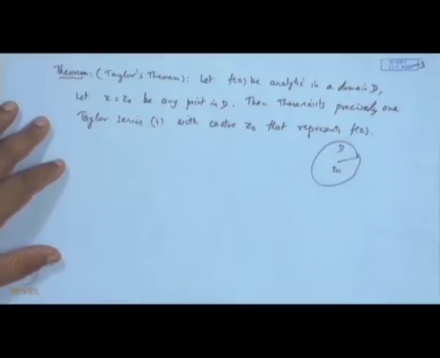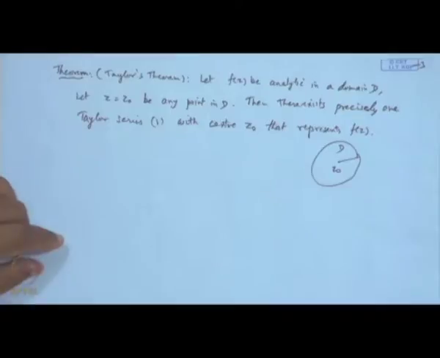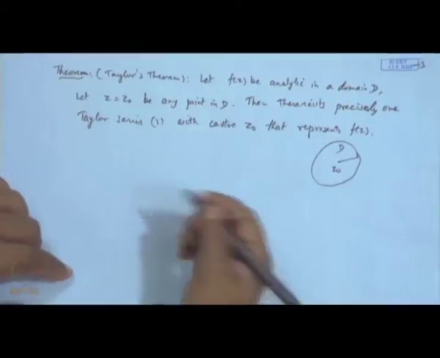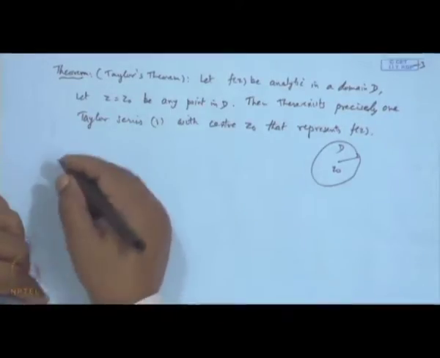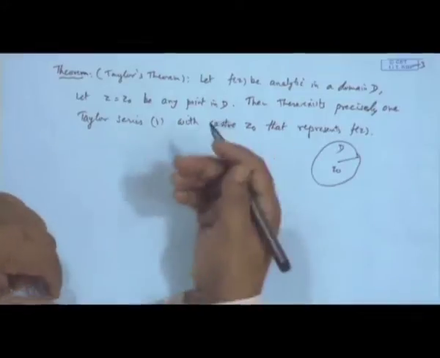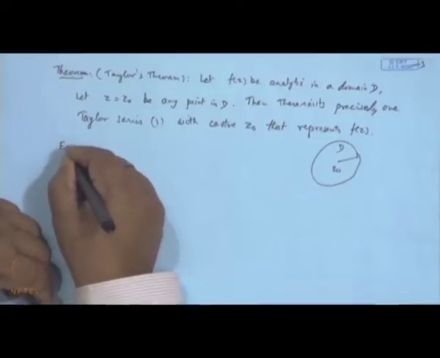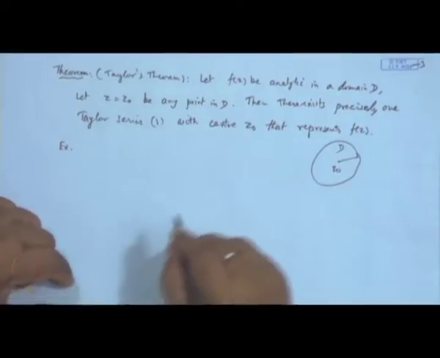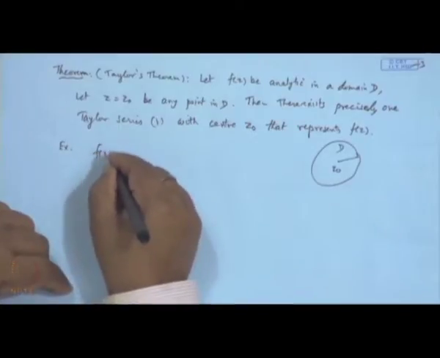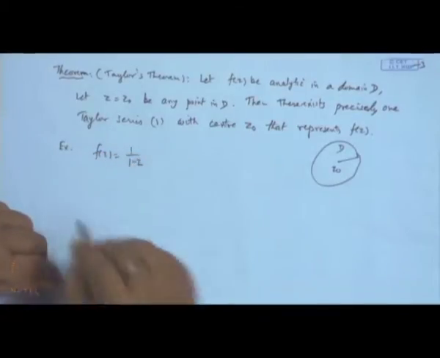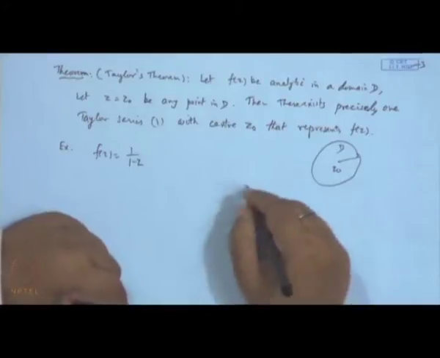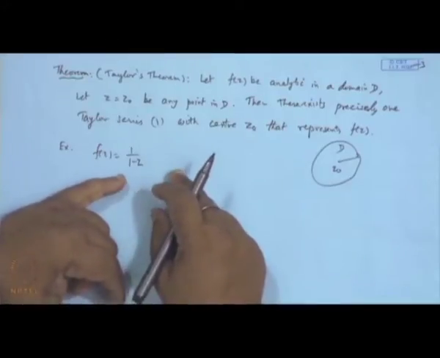Okay. So, the proof we are not giving, but how to find out the Taylor series? Let us see various examples where we construct the Taylor series for the given function f(z). So, let us see the example. Suppose the function f(z) is 1 over 1 minus z. Okay. We want the Taylor series expansion around the point 0.